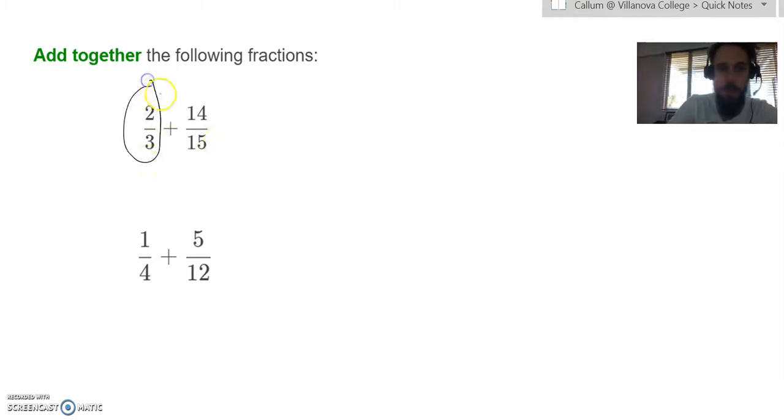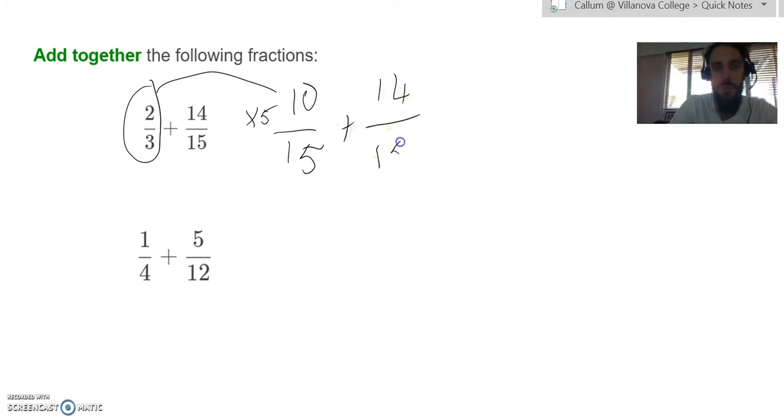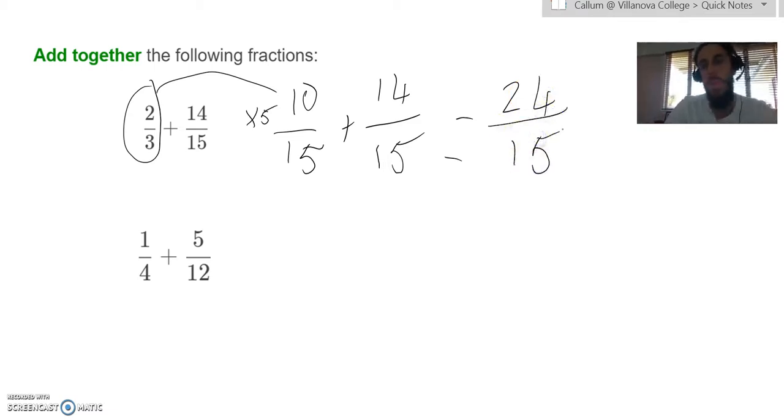So I'm going to take my 2/3 and I'm going to figure out how can I turn that denominator of a 3 into a 15. So if I run through my multiplication chart in my head, I know that 3 multiplied by 5 will give me 15. And whatever you do to the bottom, you do to the top. So 2 multiplied by 5 is 10. So 2/3 is the same as 10/15. And then I can do 10/15 plus 14/15. 10 plus 14 is 24. And 15 stays the same in this instance. So my answer would be 24 over 15.